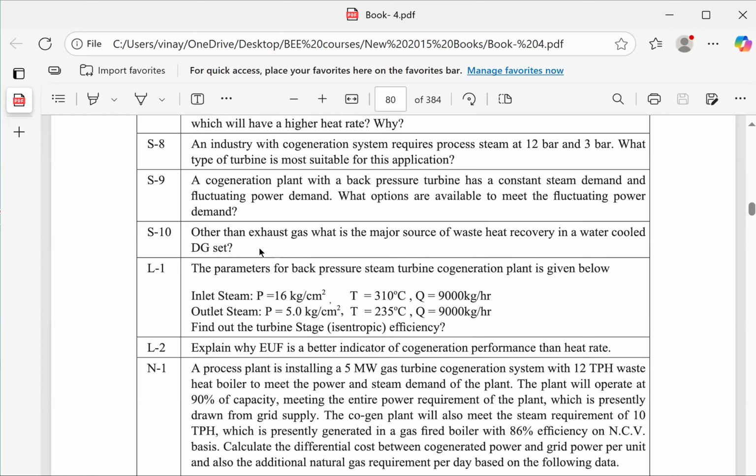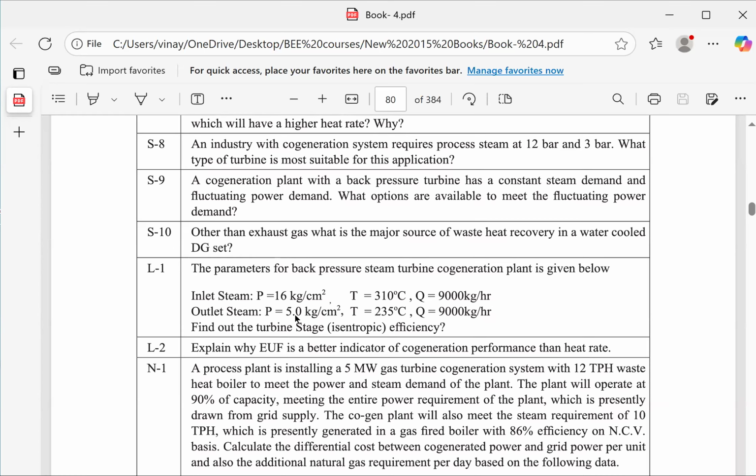Then L1, it's a long answer question, but it's very simple. The parameters for a back pressure steam turbine cogeneration plant are given here, right? The steam turbine is back pressure, so it is exhausting into pressure and not into the condenser. Remember that. So inlet steam pressure, temperature, and total heat are given. You are not supposed to go through the graphs or tables and check what is the total heat content in 16 kg steam with a temperature of 310. No, he has already given you 9,000 kgs per hour.